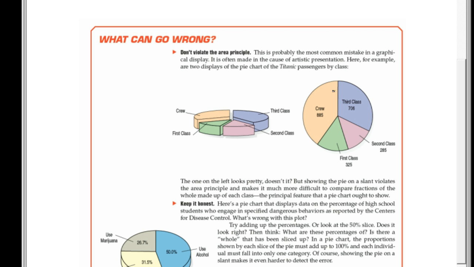Here, for example, are two displays of the data. The one on the left looks pretty, doesn't it? But it shows a pie chart on a slant. It violates the area principle and makes it much more difficult to compare the fractions. So that's why you always want to have an overhead view when looking at it.